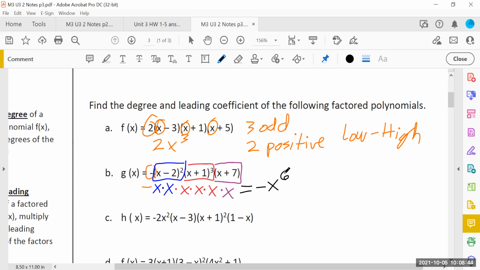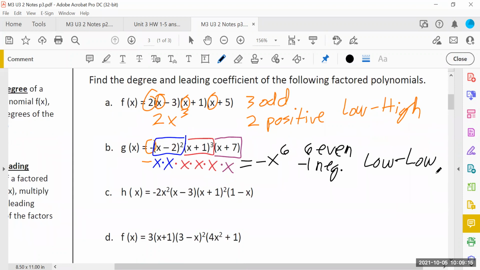Does that make sense to everybody? That's the shortcut that we talked about yesterday. Instead of multiplying it all the way out, just take the highest degrees from each term. But watch out for those exponents. So this is going to give us 6 is even, negative 1 is negative, and that's going to be low, low. Does that make sense to everybody?